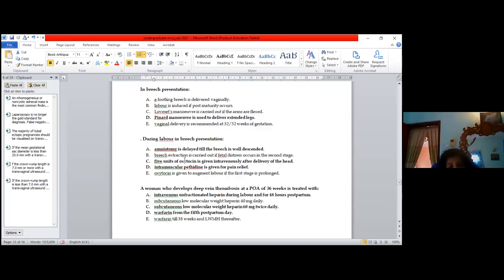So in the previous one, during labor and breech presentation, A is correct, amniotomy is delayed, C is correct, that is for the active management of the third stage, D is correct, B and E are wrong. Woman who develops deep vein thrombosis at 36 weeks, the primary treatment is to give the therapeutic dose of low molecular weight heparin twice daily.